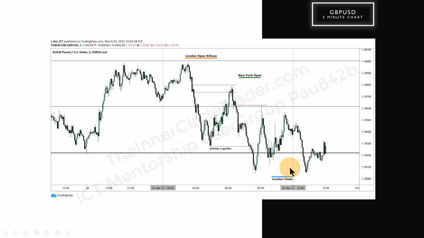But notice there's no symmetry whatsoever, except for the continuation with this sell-off here in London close, which is what I've been teaching for the last 2 weeks, how London close can be utilized in sync with the higher time frame.